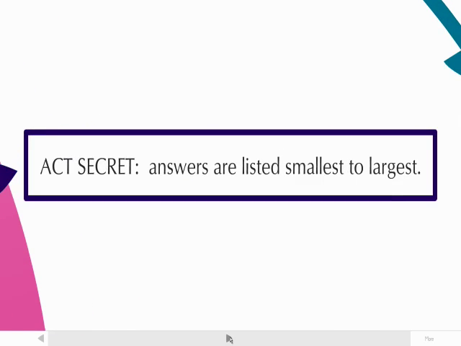And here's an ACT secret. Answers are listed smallest to largest. So the smallest number in the answer choices will be at A and the largest will be at E, for example. So if you can eliminate C, D, and E because those are going to be too big, that narrows your choice down to 50% and it saves you a lot of time.